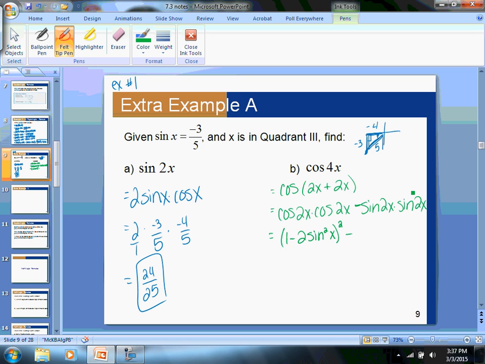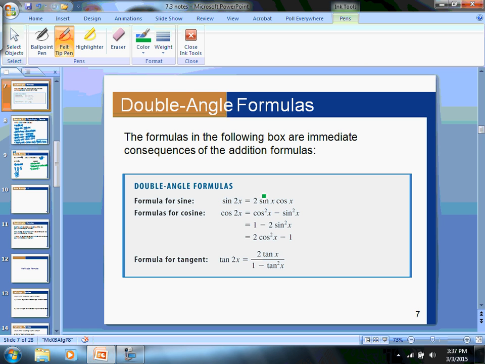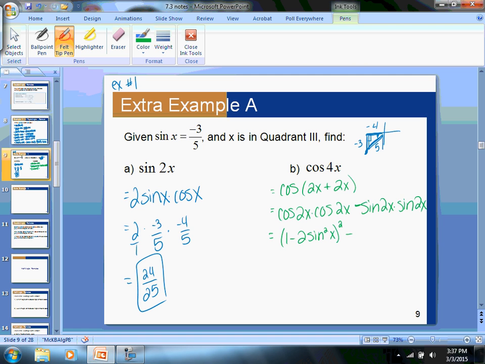And then I have sine 2x and sine 2x. Now for sine 2x, there was only one way to write that double angle formula, 2 sine x cosine x. So I'm going to have 2 sine x cosine x. But again, I have 2 of them, so I'm going to square it because I have 2 sine 2x's up here. Okay, so now that it's in terms of sine x and cosine x, I can substitute in this information.